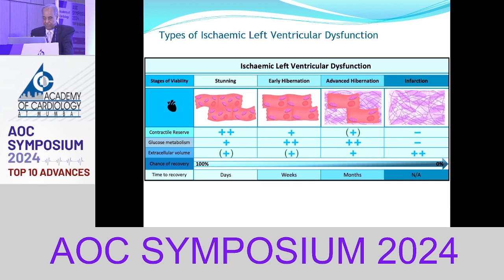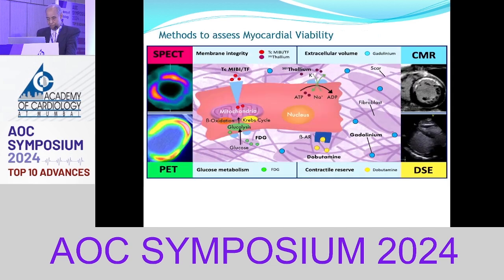Advanced hibernation is somewhere in between, and in patients where there is an infarction or necrosis, there is no contractile reserve, the glucose metabolism is impaired, and there is an increase in the extracellular volume, and this is what we have called the non-viable myocardium. Now over the last couple of years, we have all assessed myocardial viability by different methodologies, and there are almost hundreds of papers and some 150 meta-analyses. These are the four methods.